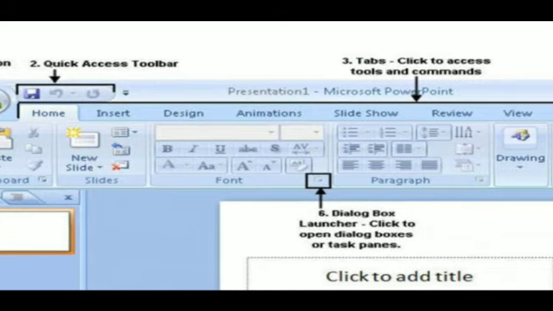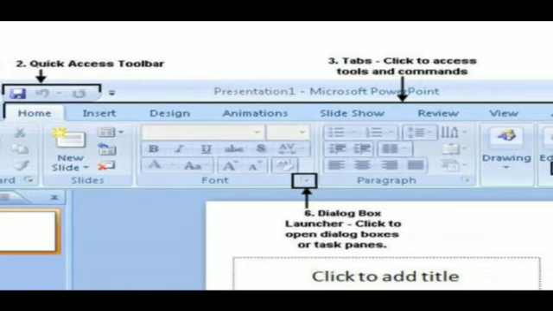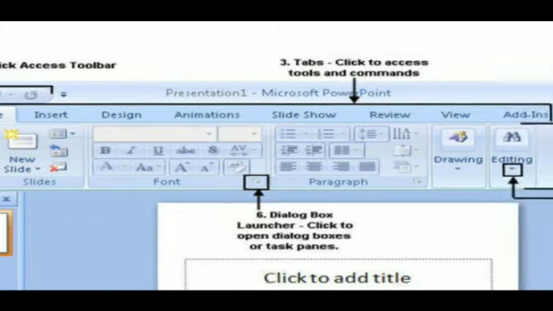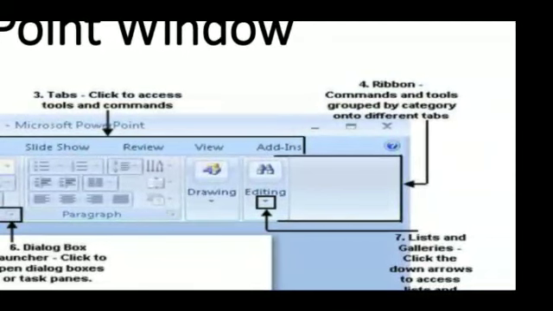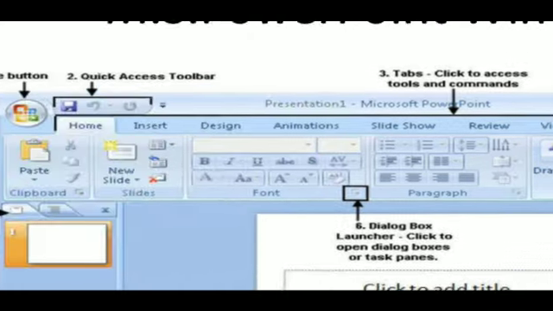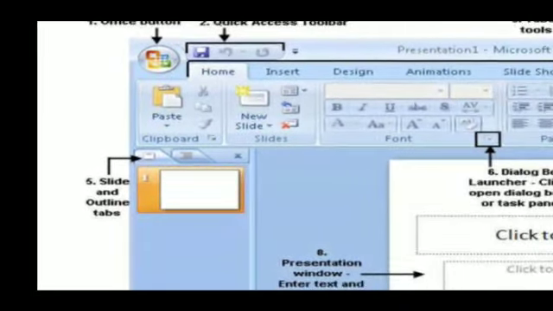Third is tabs, click to access tools and commands. These are the different tabs you are getting here. Fourth option is the ribbon. In this you will have commands and tools grouped by category onto different tabs. You will have different tabs over here, and different tools grouped by categories. Next, fifth one is the slide and outline tabs. You are getting the slides and outline tabs here.